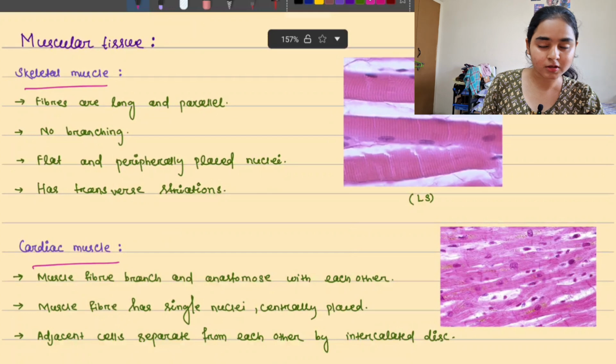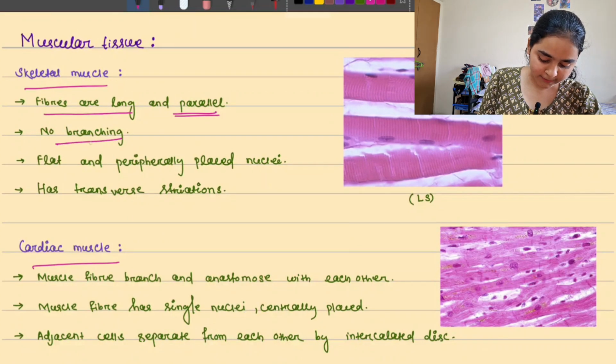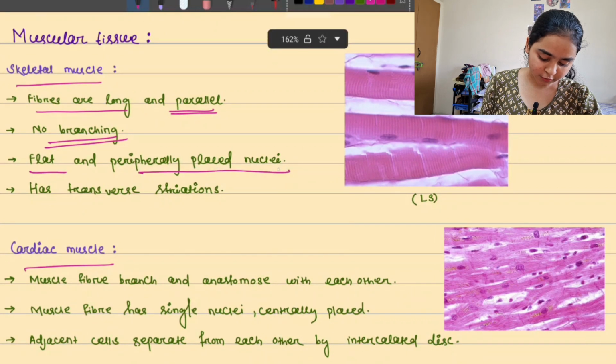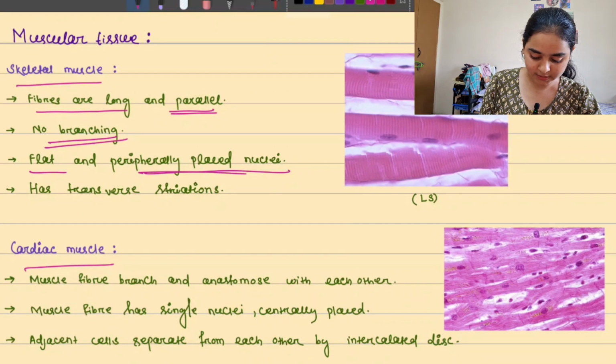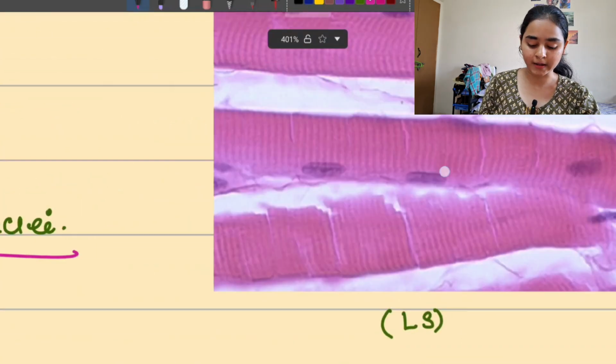So the skeletal muscles are, as you know, a voluntary muscle. So the fibers are long and parallel. No branching is present in the fibers. The nucleus are flat and peripherally placed in the muscle fiber, and it has a transverse striation present all over, that is the A band and I band.